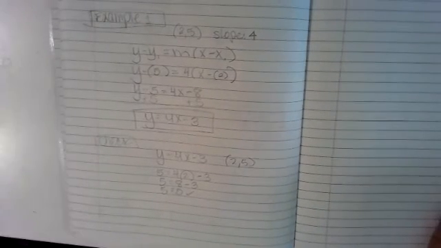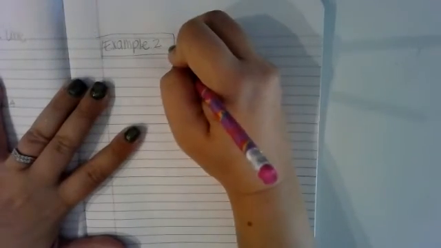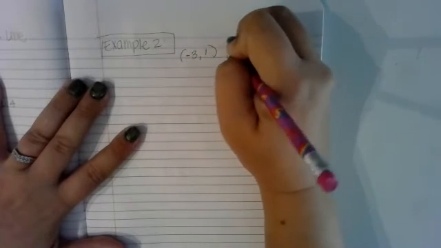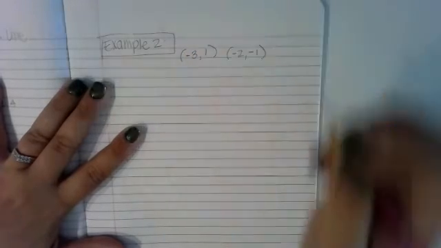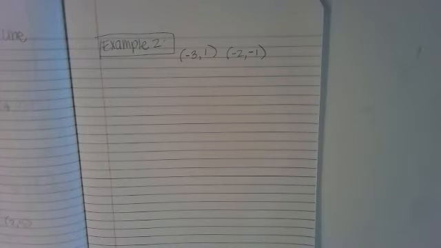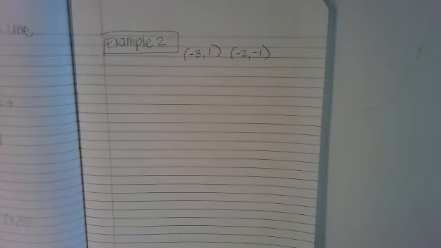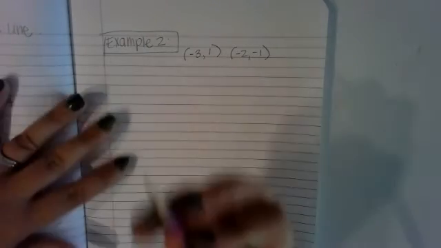So we're going to do one more example together. This is example 2. And this time we're given 2 points, negative 3, comma 1, and negative 2, comma negative 1. So the first thing I'm going to have to do is solve for slope, because I can't do anything unless I have my slope.